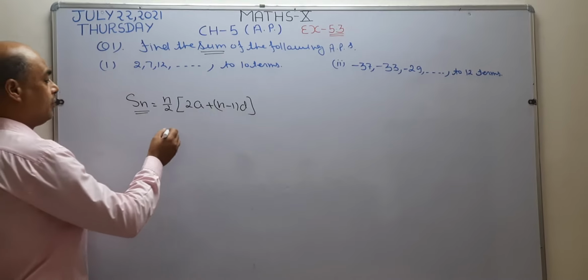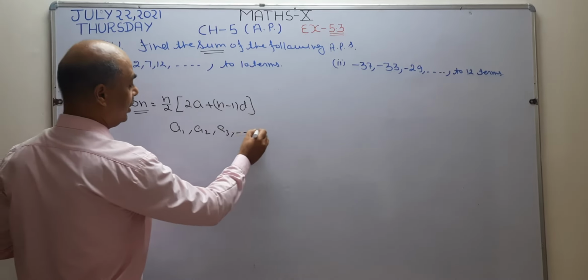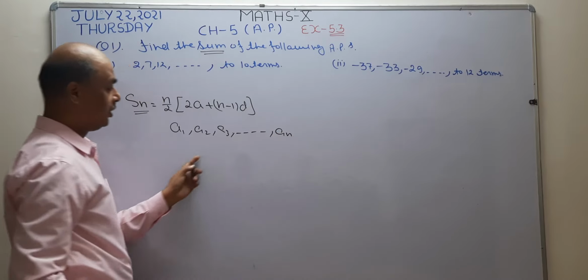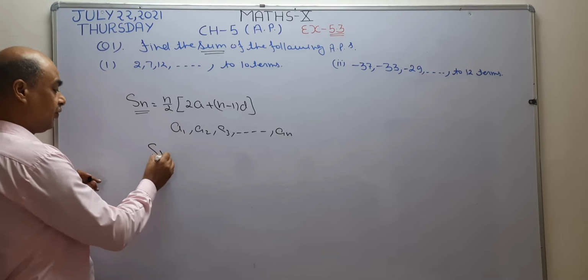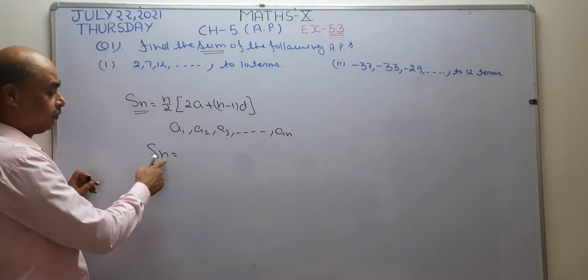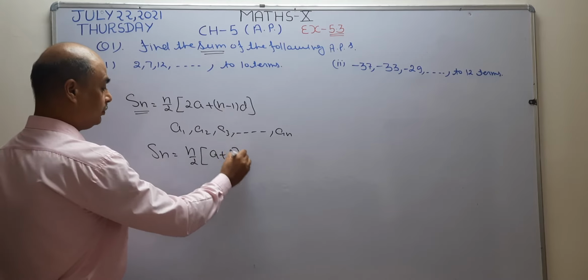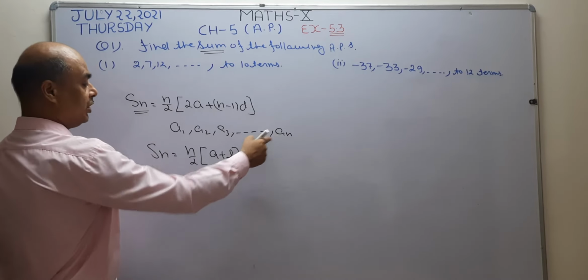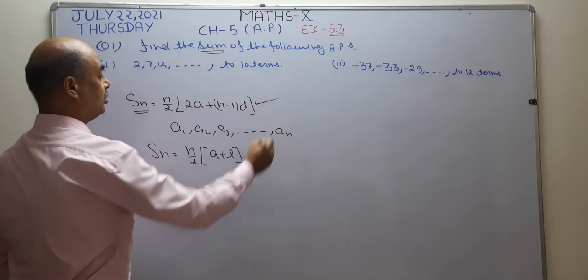Suppose AP is like this, a1, a2, a3, and the last term is given. When the last term of AP is given, then you can use another formula to find the sum of n terms. This formula is very simple: n by 2, a plus l. When the last term is given, you can use this formula. When the last term is not given, you can use the other formula.